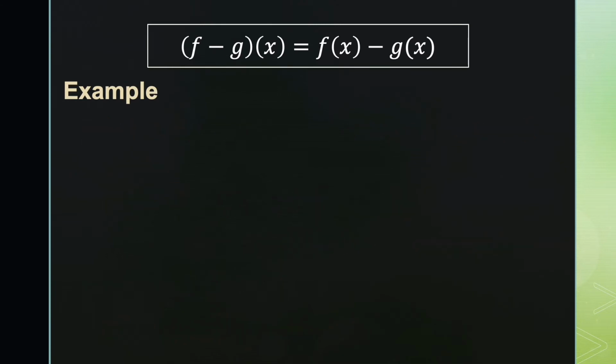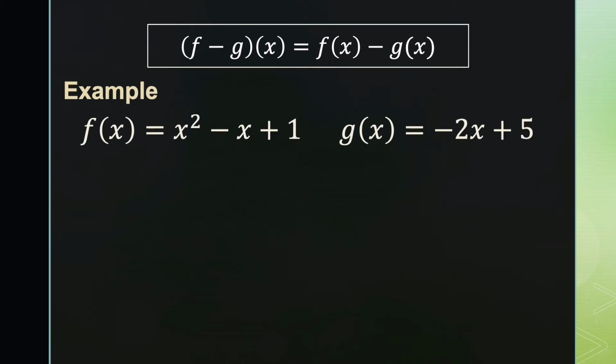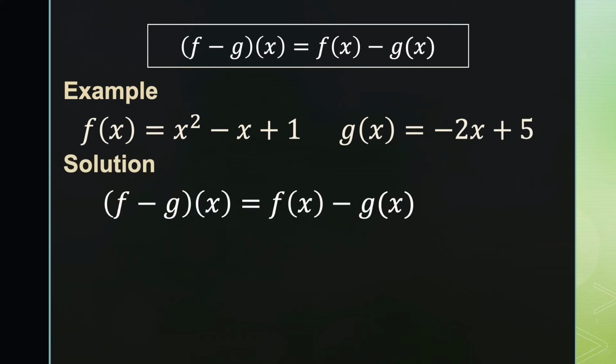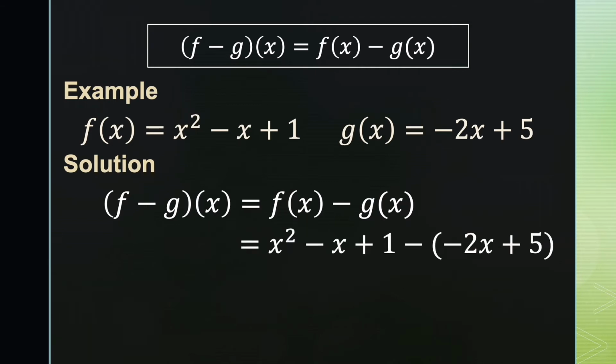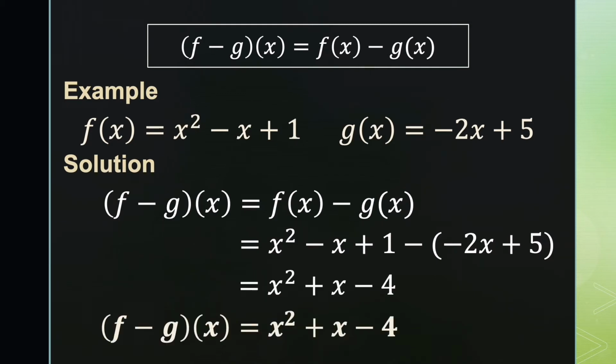Now, let us consider the following. Let f of x equals x squared minus x plus 1 and g of x equals negative 2x plus 5. By definition of difference, we have f minus g of x equals f of x minus g of x. Substituting the values of f and g, we have x squared minus x plus 1 minus the quantity negative 2x plus 5. Combining similar terms, we have f minus g of x equals x squared plus x minus 4.